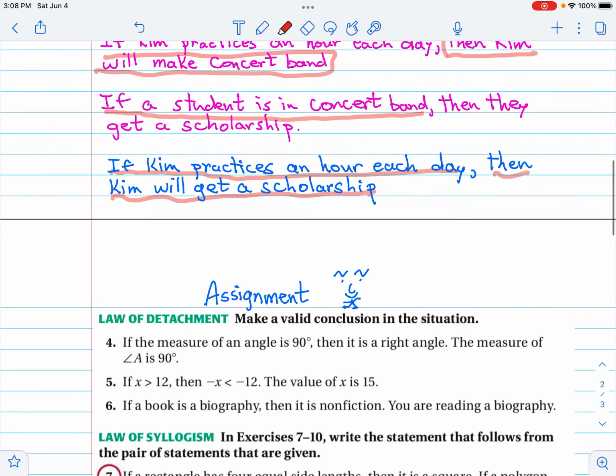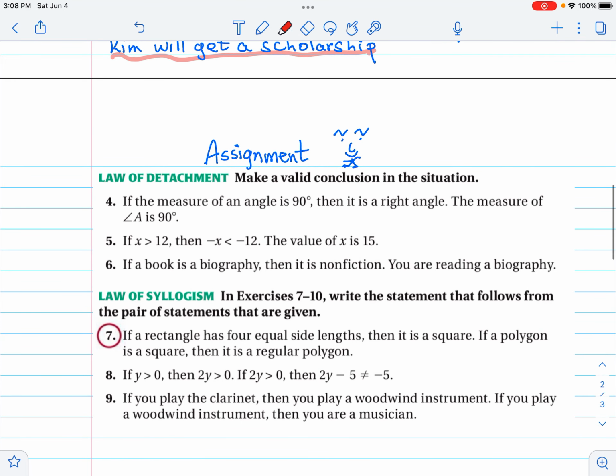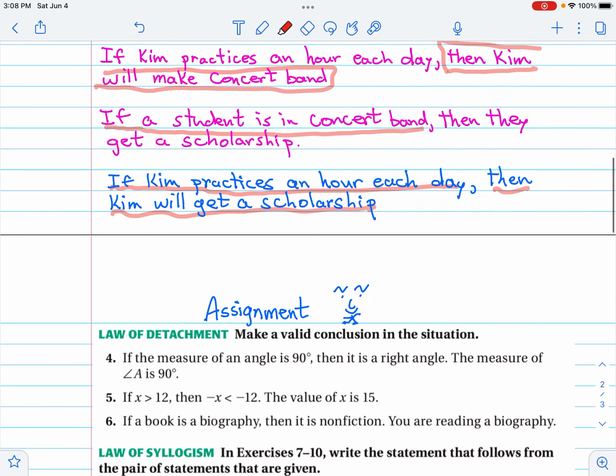So there you go. Now we've got just a very short assignment down here that you can kind of practice those two: the law of detachment and the law of syllogism.